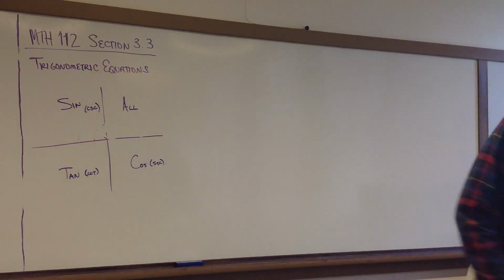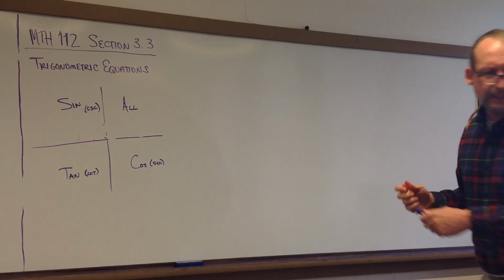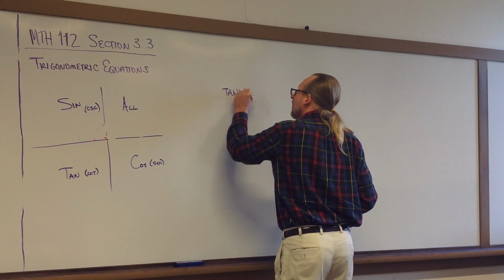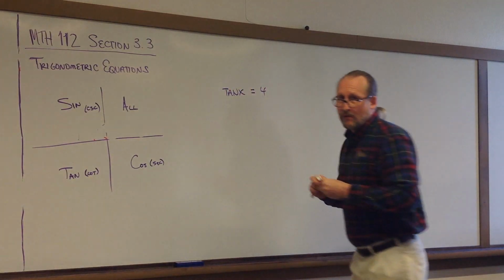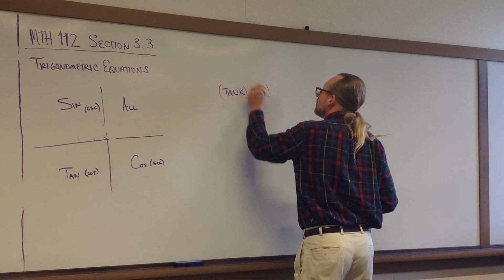All right, let's see here. Now, example 2, we've got tangent x equals 4. So again, this is pretty straightforward. All we've got to do is take the inverse tangent on both sides.